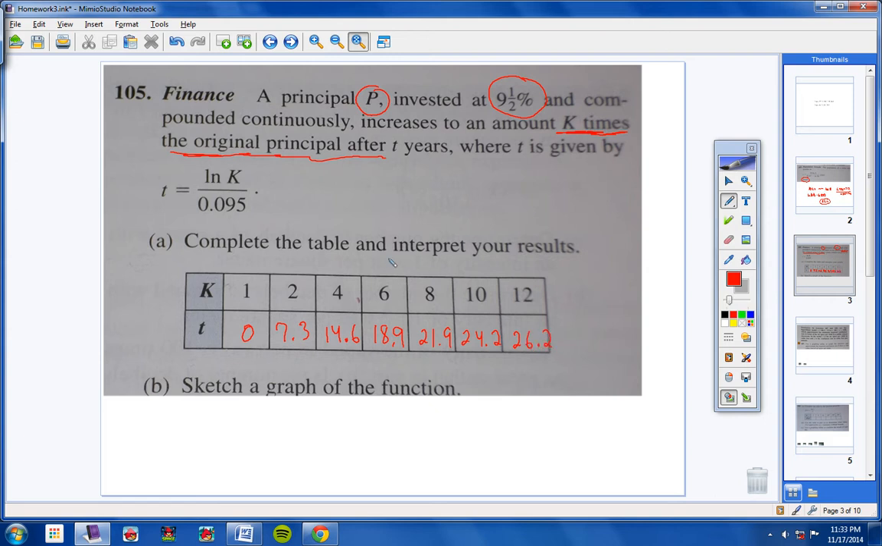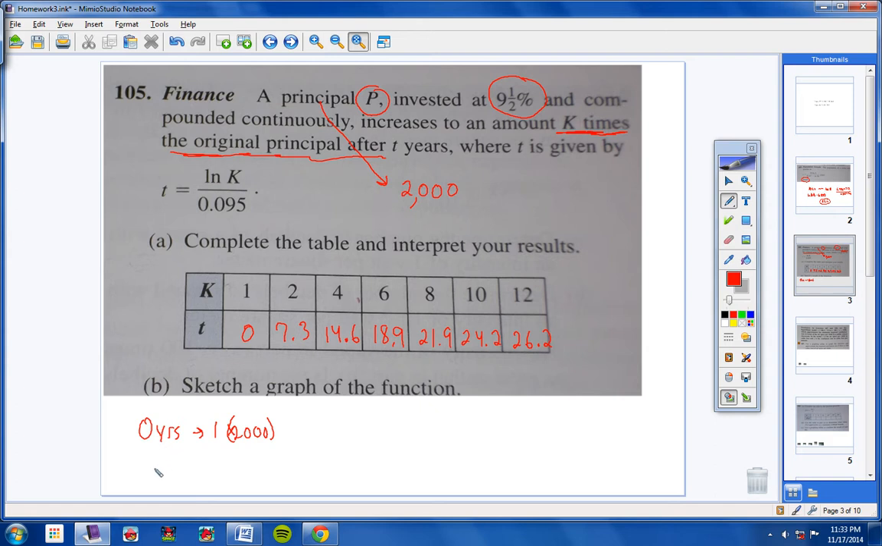Now, it says interpret your results. Guys, be very careful. Look what it says here. It's not saying that in 0 years you'll have $1. It's saying in 0 years you will have 1 times K times the original principal. Let's pretend you invested $2,000. So we're going to pretend the principal is $2,000. So in 0 years, you would have 1 times $2,000, which is $2,000, which makes sense because it's been 0 years, so you haven't gained any interest yet.